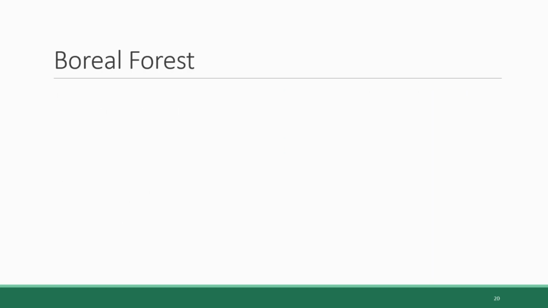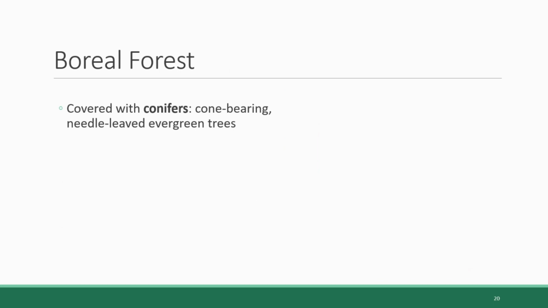The next biome type we'll look at is boreal forest. One of the hallmarks of boreal forests is the fact that they are covered in conifers. Conifers are cone-bearing trees that have needles for leaves, and they are evergreen, meaning that they stay green year-round and they don't drop their leaves.